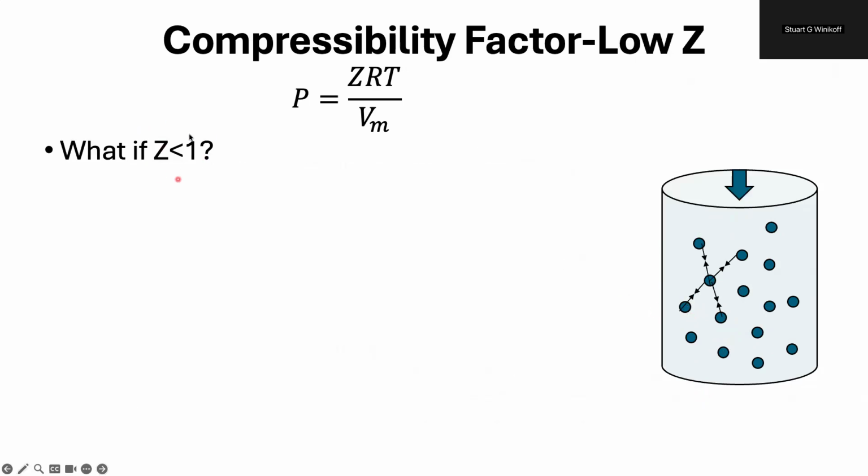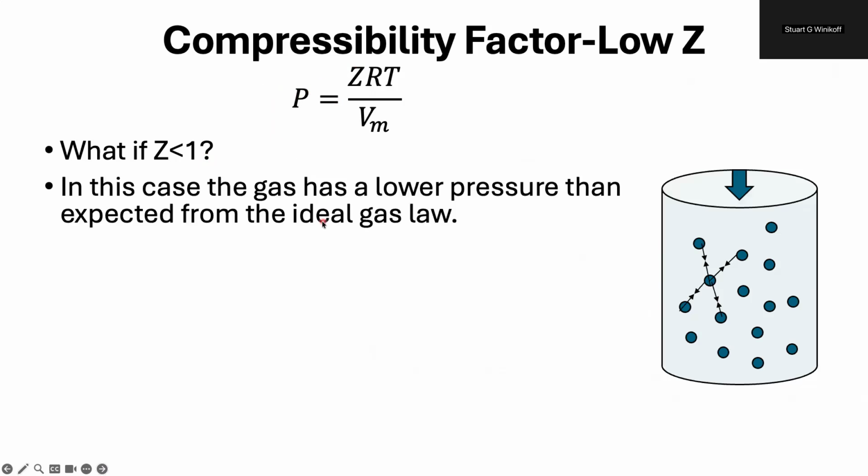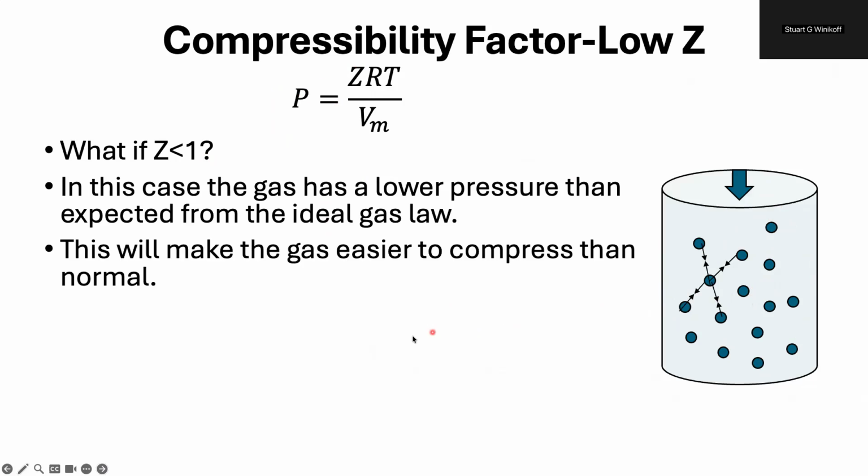Now, let's look at the other case. So if Z is very small, we have a very low compressibility factor. That means that the pressure would be much smaller than would be predicted for an ideal gas. So that means that this gas is going to exert less pressure on its surroundings, meaning that it will be much easier to compress because you don't have to fight against so much external pressure. So again, a high Z means it's very hard to compress. A low Z means it's very easy to compress.